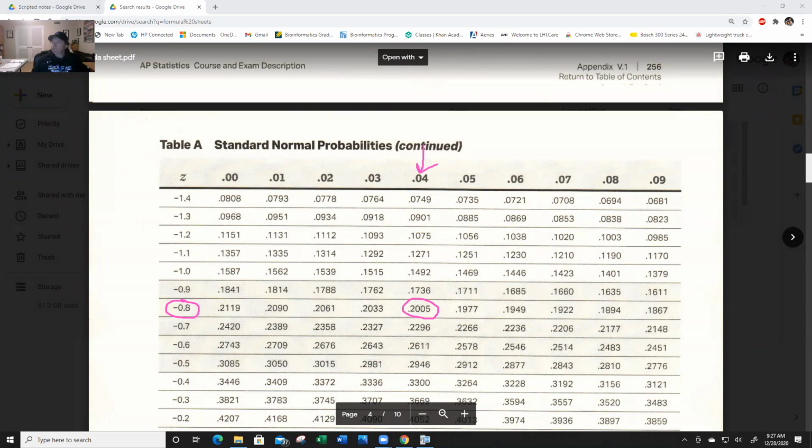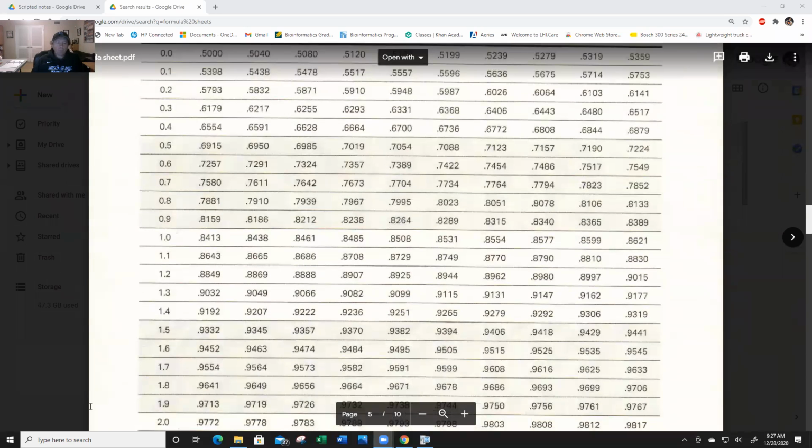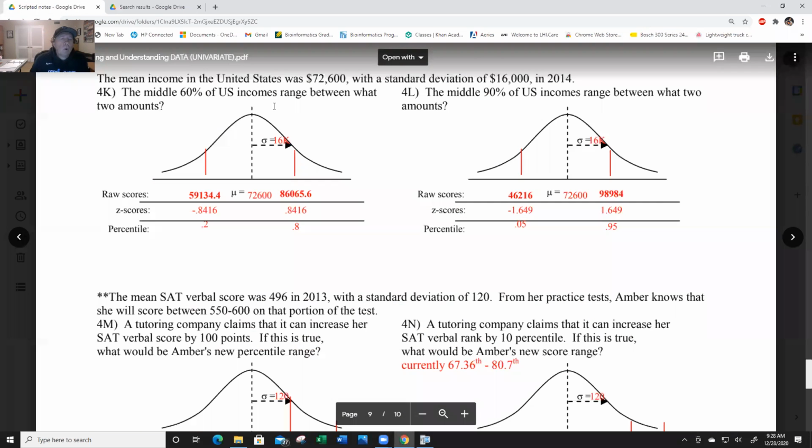Okay. Then the 80th percentile, which is going to be down the page here. The 80th percentile, the closest number will be 0.7995, and that's going to be positive 0.84. Okay. All right. Sound good? All right. Okay.